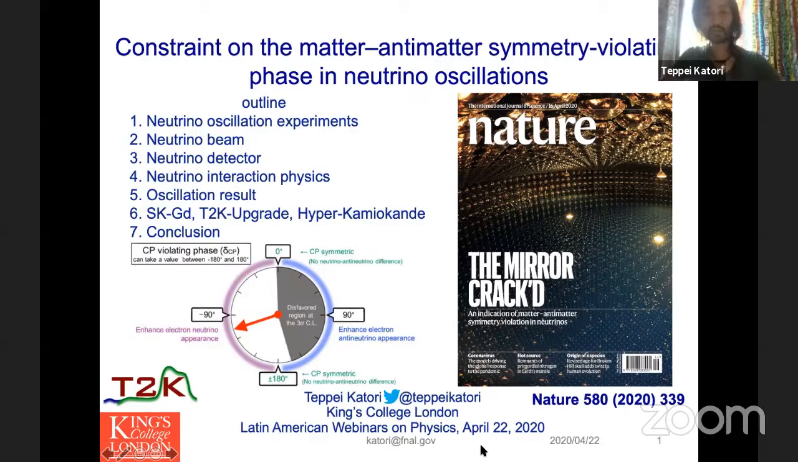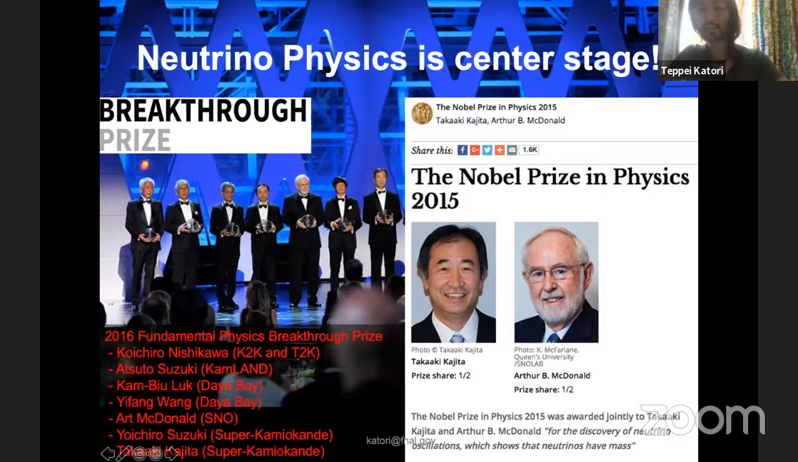Okay, so let's start from what the oscillation experiment is. Neutrino physics is big these days. It's center stage of particle physics. Two of the most prestigious recognitions were the Nobel Prize in 2015, and in 2016 a Breakthrough Prize, which was awarded for five experiments: K2K, T2K, KamLAND, Daya Bay, and again SNO and Super-K, which also won the Nobel Prize. So neutrino physics is very popular.